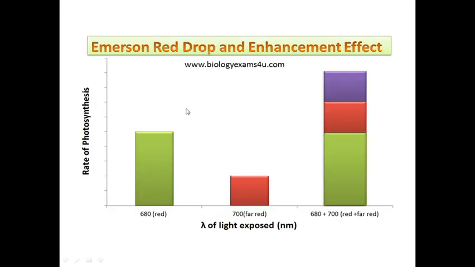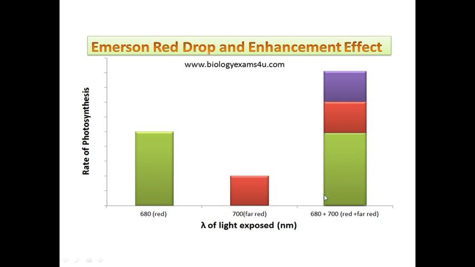So here is the slide I'm showing you. On this axis we have plotted the rate of photosynthesis, and against this we have plotted the wavelength of light given to the plant. If 680 nanometer red light is given to the plant, there is a slight increase in the rate of photosynthesis, here you can see. But if far red light is given, that means a wavelength above 680 nanometers, that is 700 nanometers, there was a decrease in the quantum yield or rate of photosynthesis, here you can see. But then Emerson conducted an experiment called Emerson's enhancement effect.